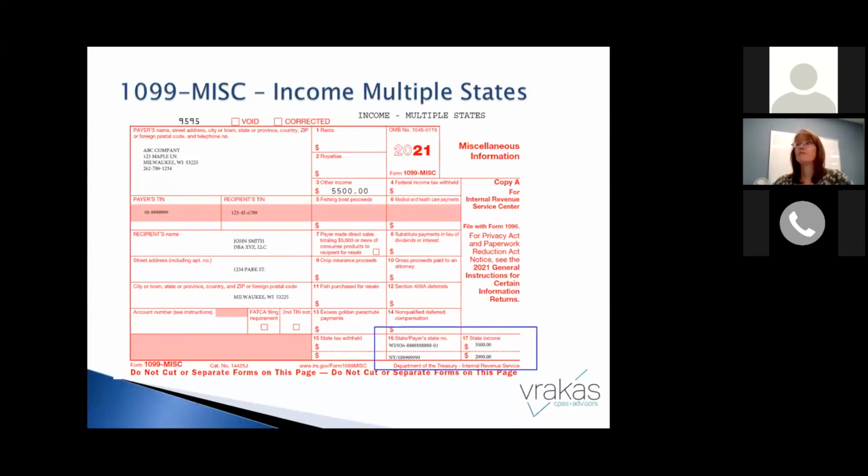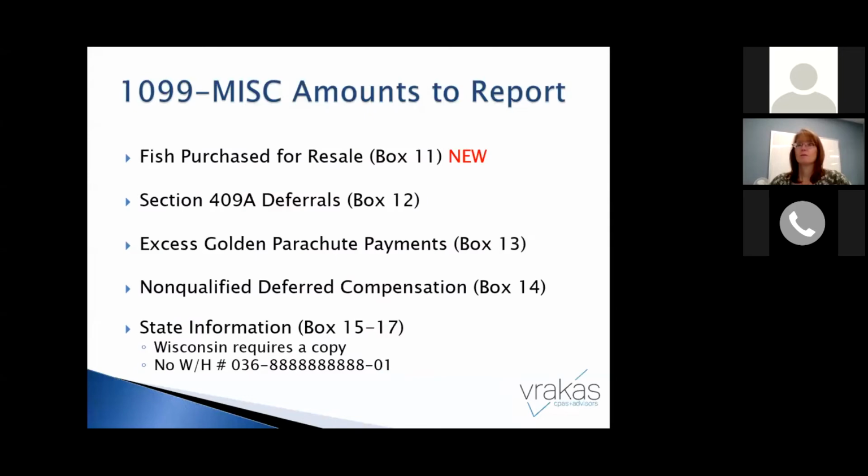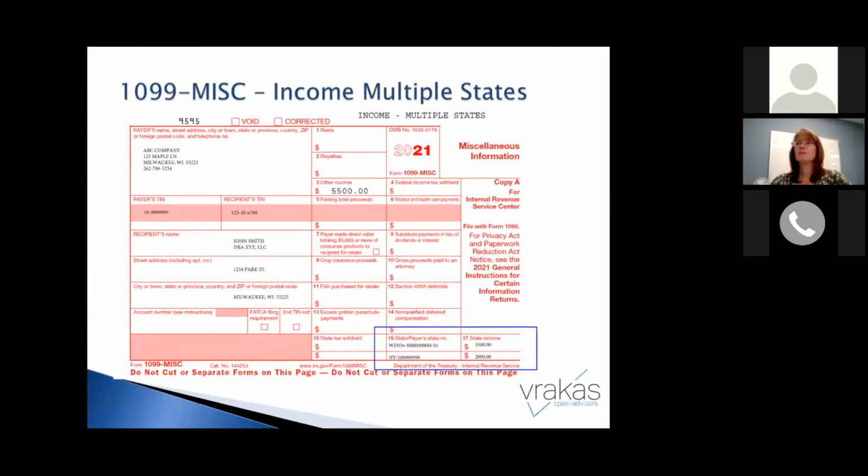So what we have here is multiple states on a 1099, and you can see that we have Wisconsin listed here. Box 15 is the state tax withheld, and 16 is the state payer's number. So Wisconsin has no withholding number, so we use the lovely long number. And the income for the state of Wisconsin was $3,500.